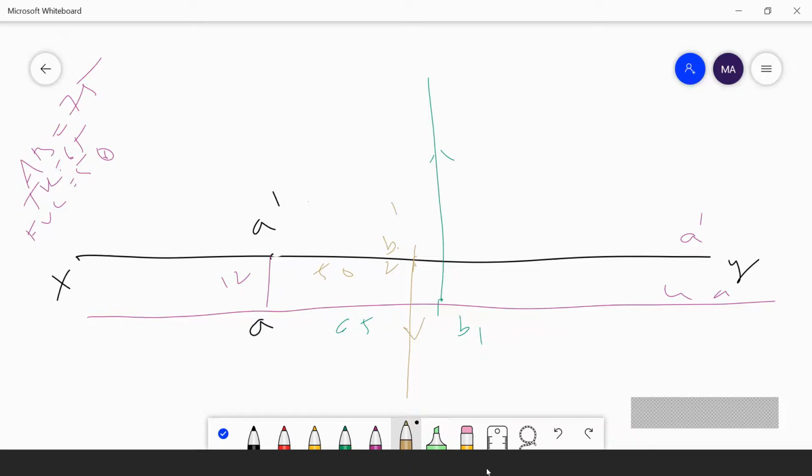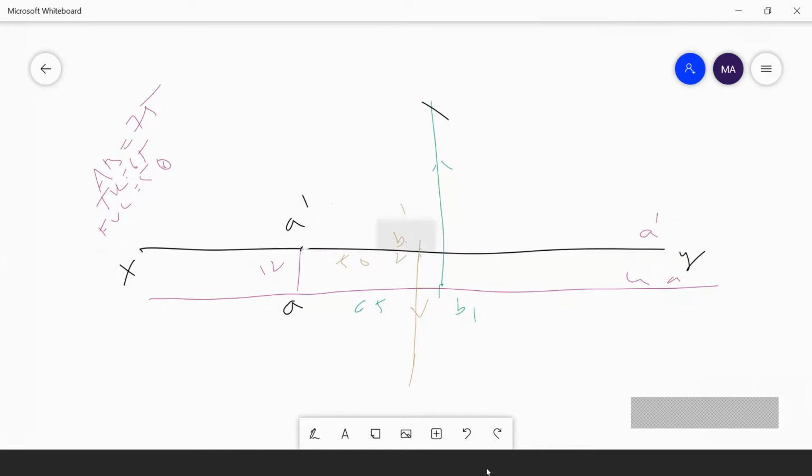I know the true length is 75 mm. So, I am taking 75 mm on the compass, A dash as a center, and cutting an arc here with 75. Similarly, I am cutting an arc of 75 here from A as a center.